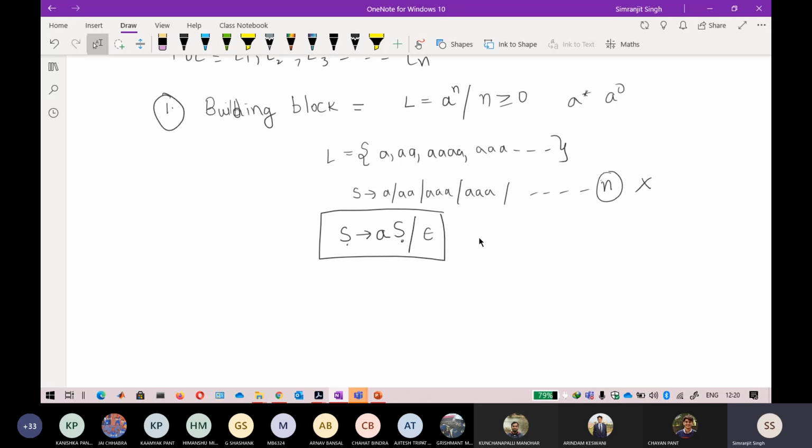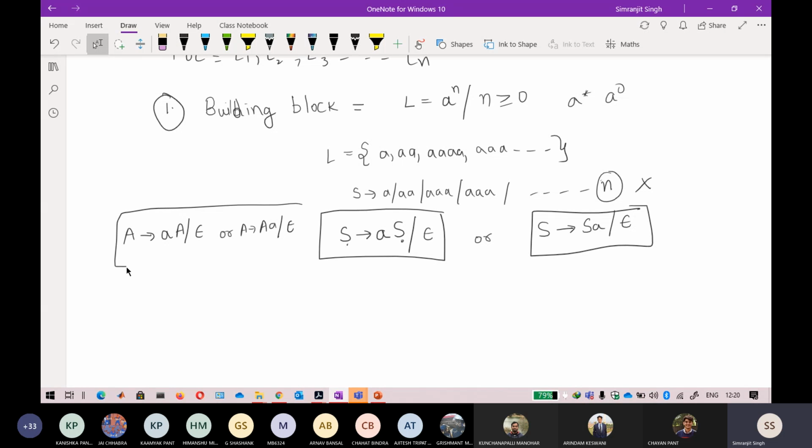Now see, you can also write it like this: S goes to Sa, and it is again. Both of them are correct. I will tell you how this is correct. Or you can use another variable also. So you can also use A goes to a A, or A goes to a epsilon. So there is no compulsion on variable. You can use any variable, but because you are starting it, I will always prefer S. There is no compulsion that the starting symbol will always be S. It can be anything, so there is no compulsion about it.